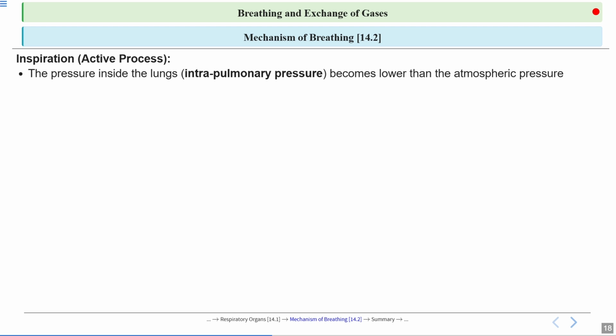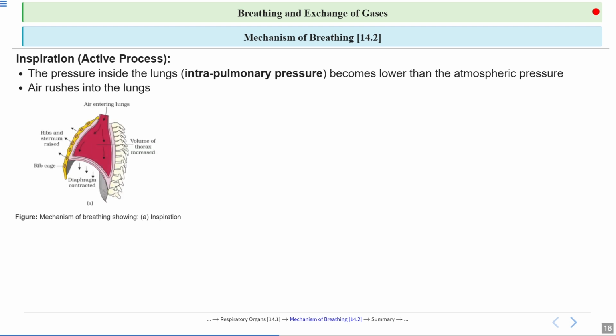Clear? So the pressure inside the lung is less as compared to the atmospheric pressure. That's why the air will enter into the lungs. So air rushes into the lungs because of this. So again, you can see the diaphragm contracts, the ribs and sternum are lifted. Because of this, the volume of the thoracic chamber increases, and as the volume increases, the intrapulmonary pressure decreases. It becomes lower as compared to atmospheric pressure and the air will enter into the lungs. This is how inspiration occurs.